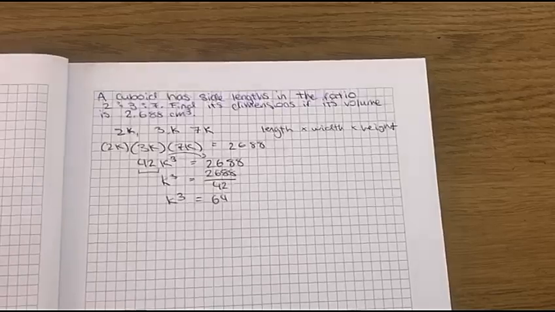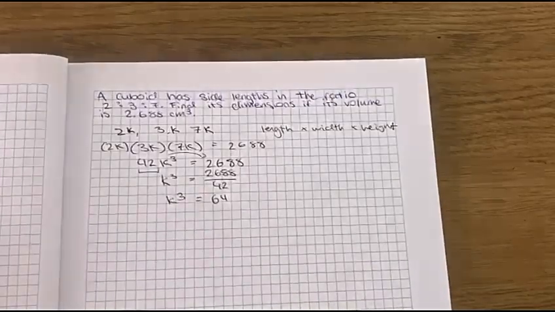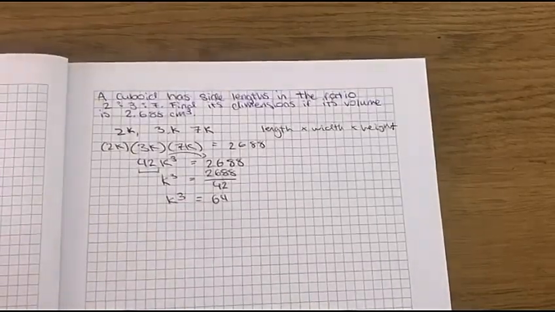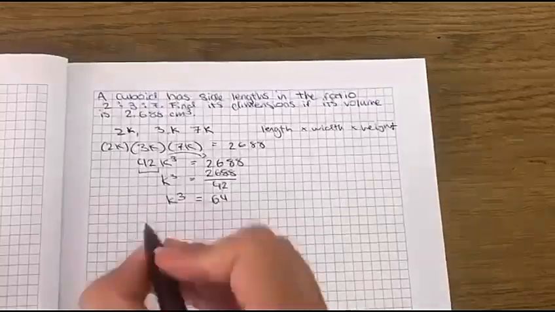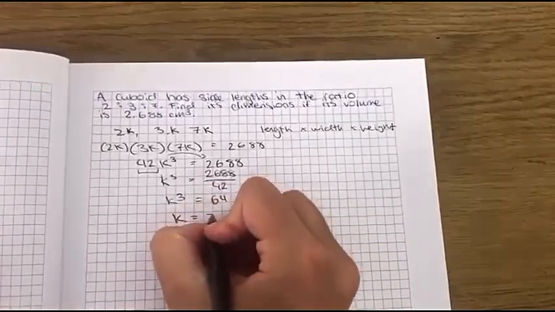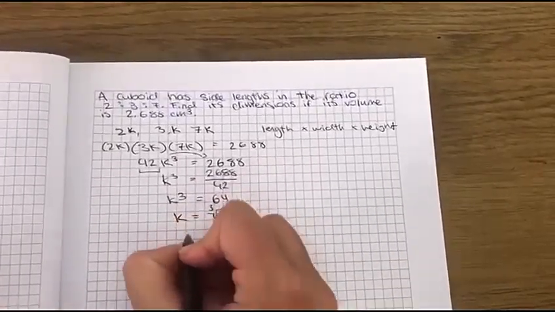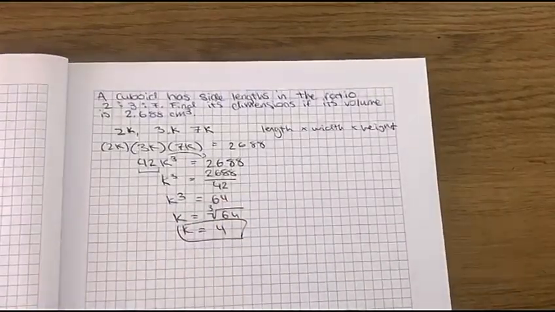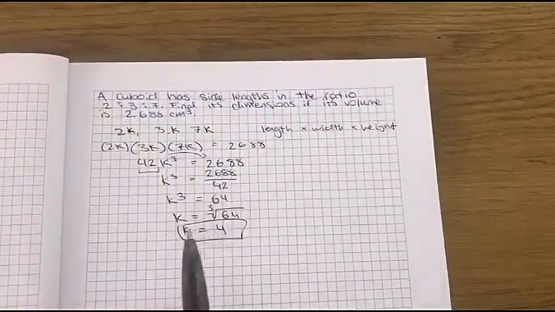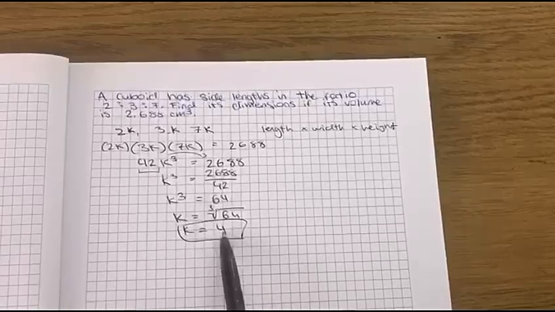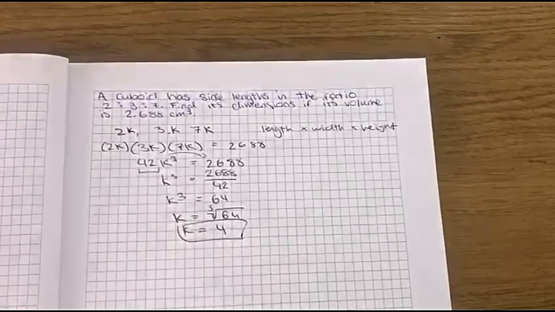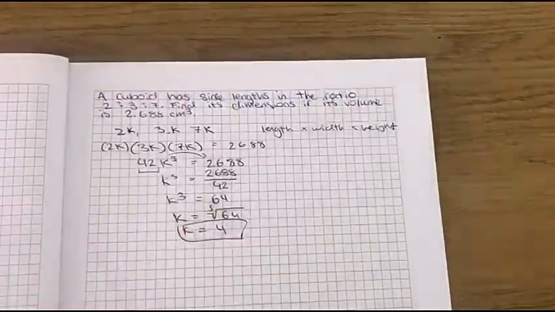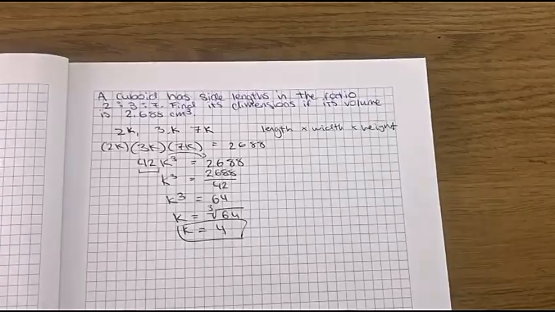Now, to eliminate this cubed, we are going to have to solve for the cube root of 64. To solve for that gives us 4. And now, we're not done yet. This is the value of the variable. Now we know what these numbers are multiplying by, which is 4. Now we can solve for it.